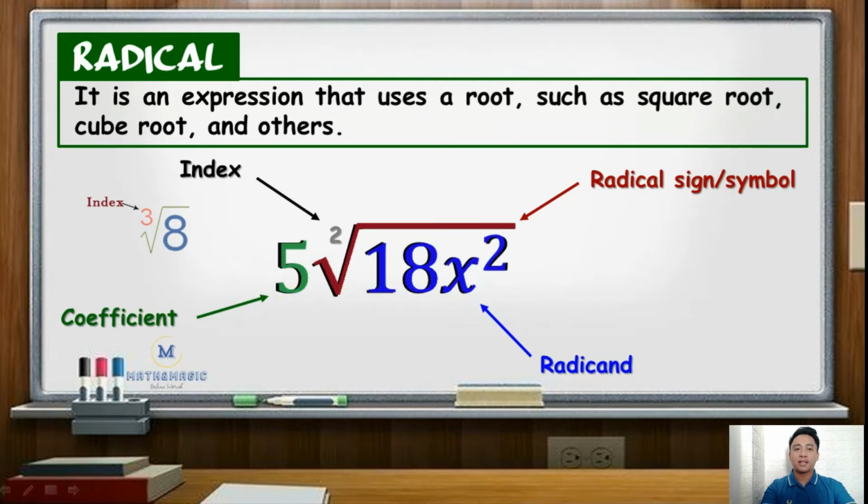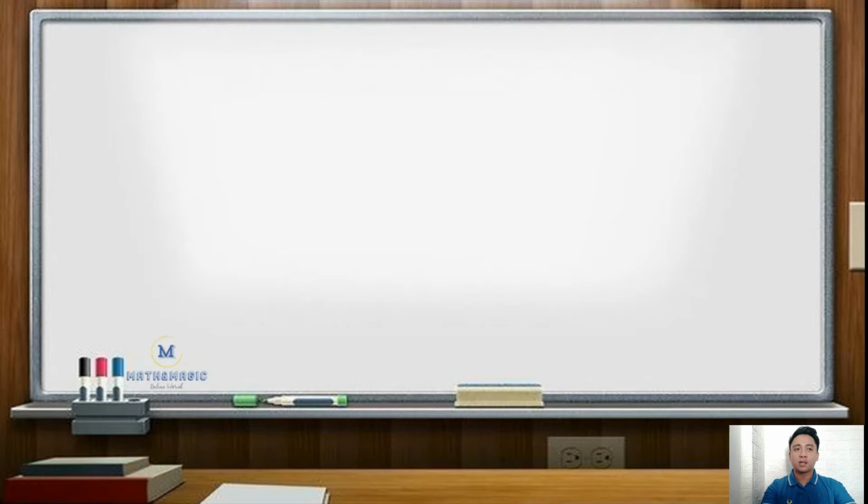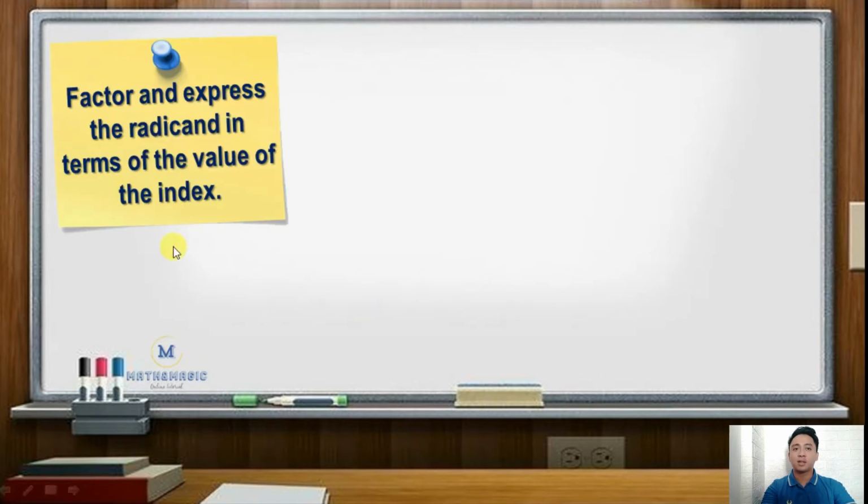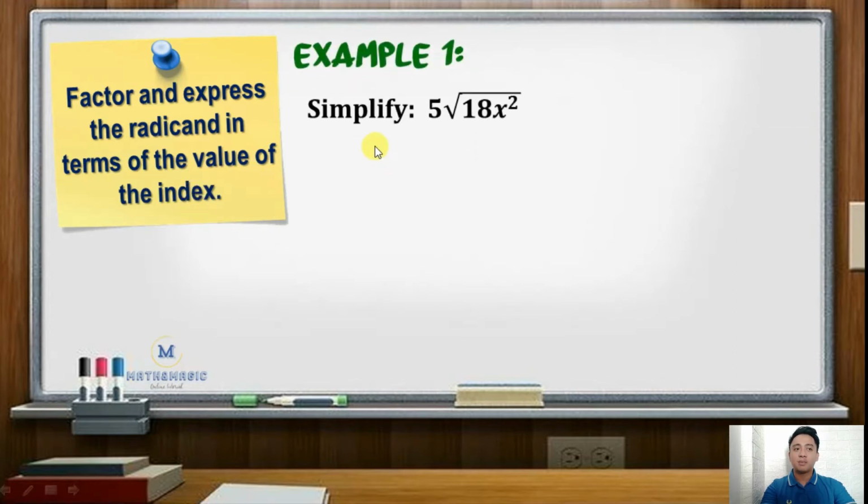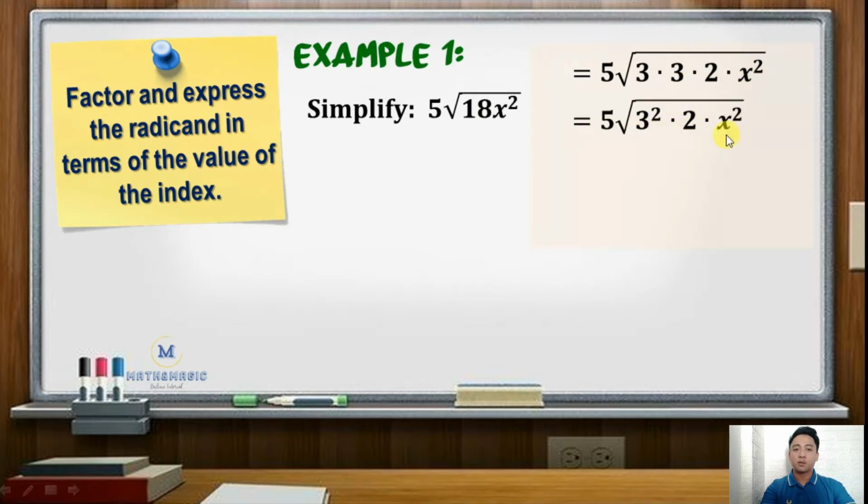Now, when simplifying radical expressions, one must remember to factor and express the radicand in terms of the value of the index. As an example, let us simplify the radical expression 5 square root of 18x squared. Here we first need to focus on the radicand and write the factors of the coefficient 18 in terms of its prime. 18 is the same as 3 times 3 times 2, or 3 squared times 2. Then x squared.